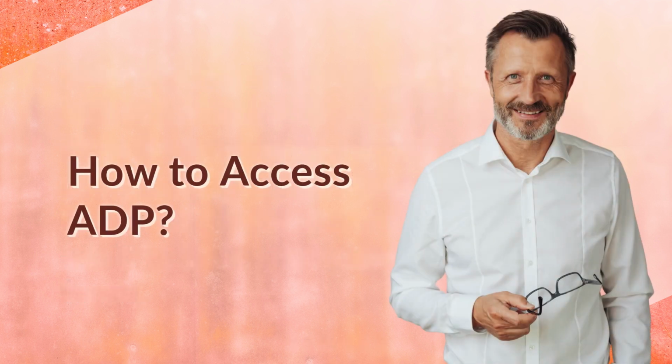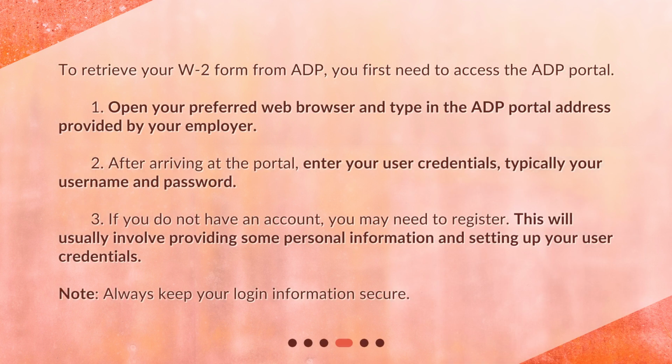How to access ADP? To retrieve your W-2 form from ADP, you first need to access the ADP portal. 1. Open your preferred web browser and type in the ADP portal address provided by your employer. 2. After arriving at the portal, enter your user credentials, typically your username and password. 3. If you do not have an account, you may need to register. This will usually involve providing some personal information and setting up your user credentials. Note, always keep your login information secure.